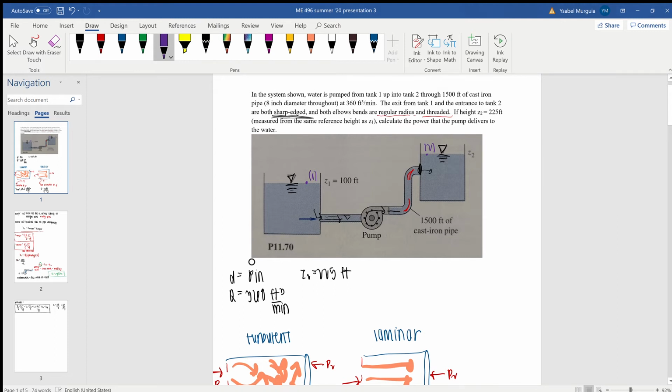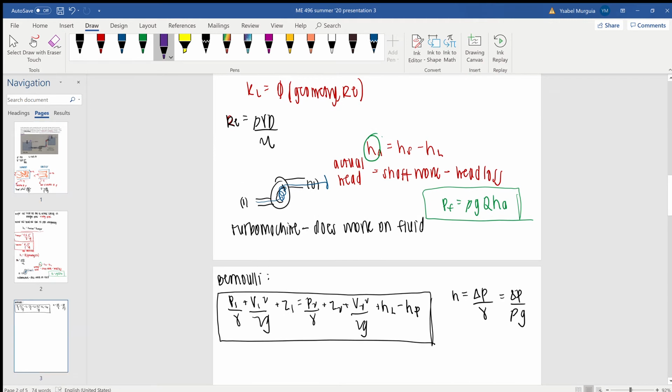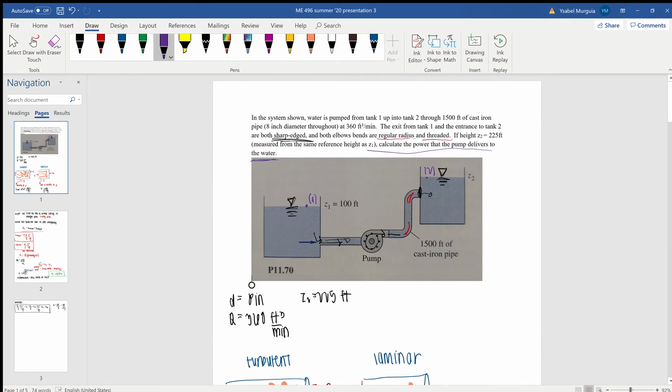So the problem is asking us to calculate the power that the pump delivers to the water. Based off of reading this, I'm going to utilize the equation that I defined: P equals rho g Q H_A for the pump. And yeah, I think that's about it.